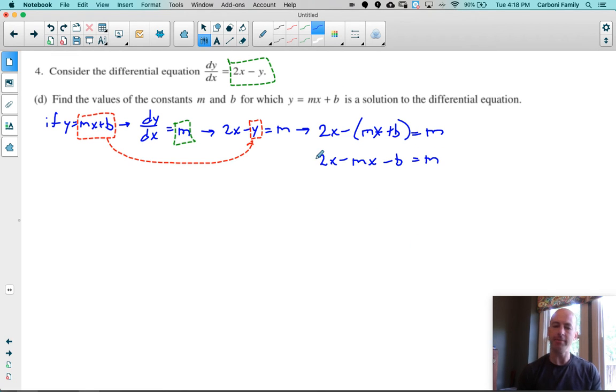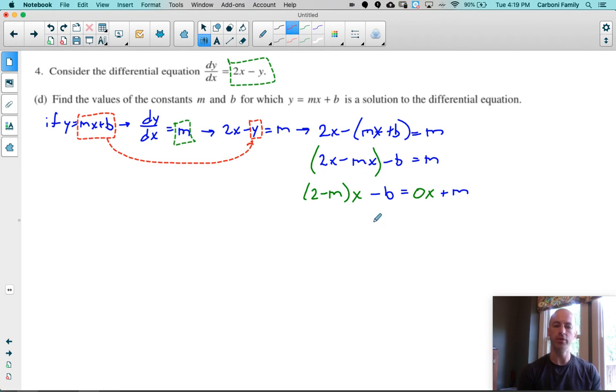And then I'm going to go through a little process similar to how you've probably first learned to solve partial fraction decomposition. I'm going to group my x terms together and factor the x out. If I factor out an x, that'll leave me with a 2 minus m. And then I still have the minus b. And then over here, I want to know how many x's I have on the right side of the equation. And I actually don't have any. There are no x's over there.